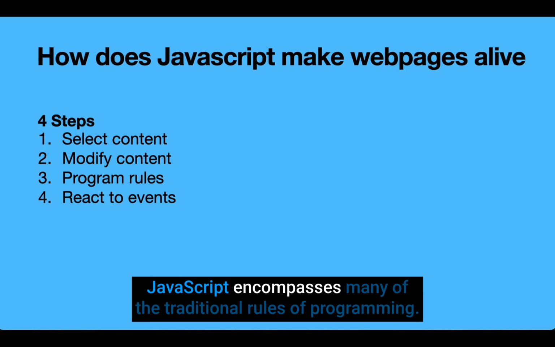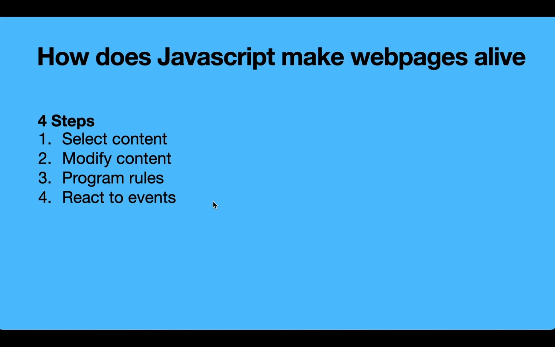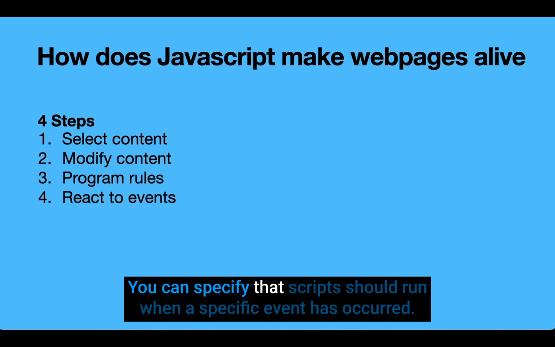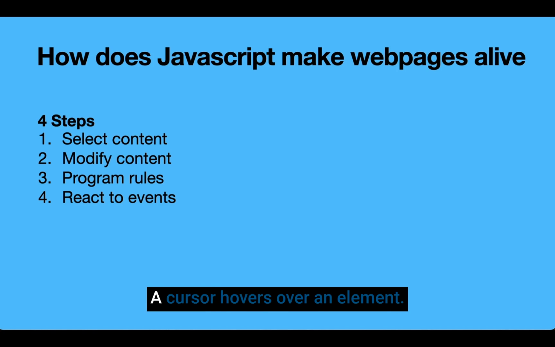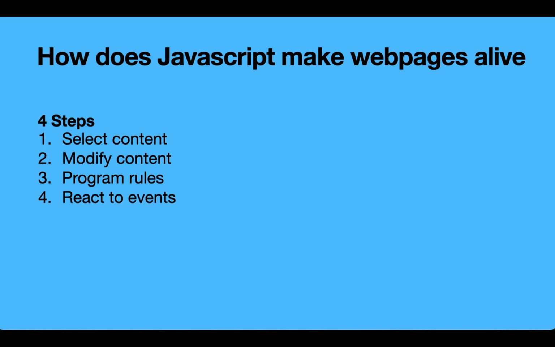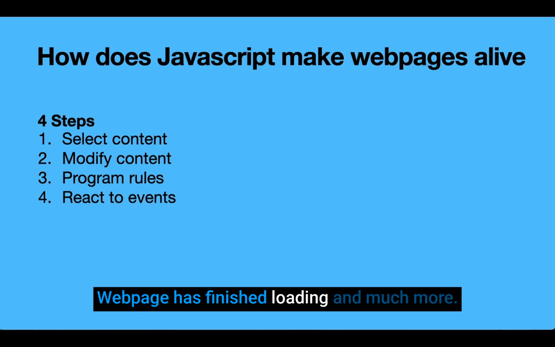JavaScript encompasses many of the traditional rules of programming. It can make a web page feel interactive by responding to what the user does, which brings us to the 4th step, react to events. You can specify that scripts should run when a specific event has occurred. For example, it could be run when a button is pressed, a link is clicked, a cursor hovers over an element, information is added to a form, an interval of time has passed, a web page has finished loading, and much more.